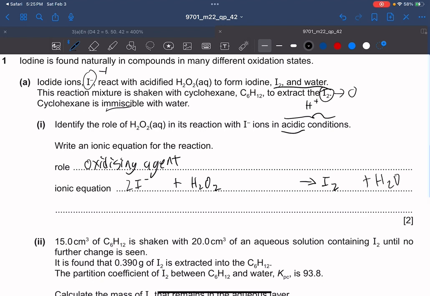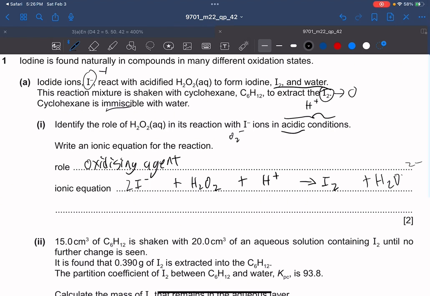Now we have to balance whatever is going on here. The peroxide ion is unique in the sense that each oxygen is O2 minus. That means the oxidation state of oxygen is going to be reduced, because one oxygen here is going to be 2 minus. If that oxygen is being reduced, we need H plus in order to reduce it. So we're going to add H plus ions here.